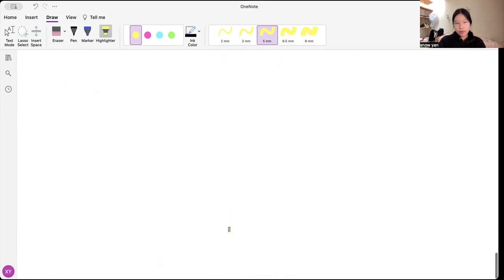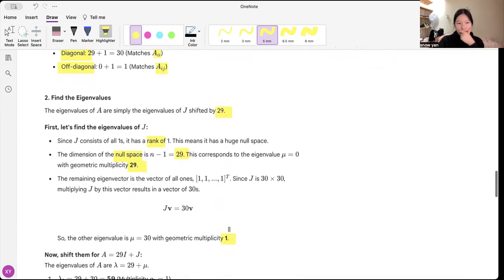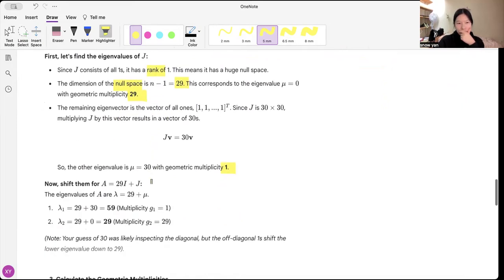Hmm, I'm still trying to work out how exactly we can get the eigenvalue, because I'm not sure. We should double check on that. Hmm.